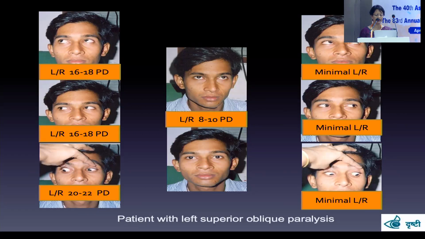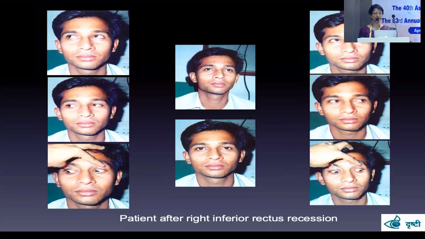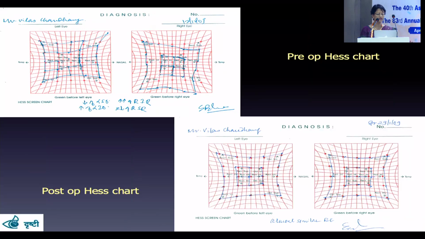And this is another patient who had a small acquired superior oblique palsy. He had a small L by R in the primary position, which increased to the maximum in dextrodepression. So we just did his right inferior rectus recession, which corrected his head posture and diplopia. And this was the pre-op Hess chart, again showing maximum deviation in dextrodepression, which was corrected after the surgery.